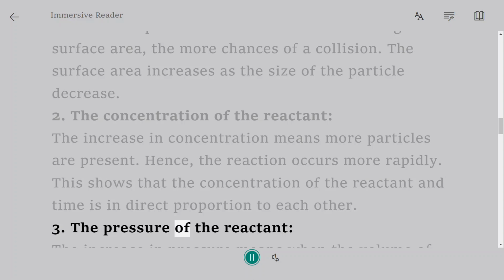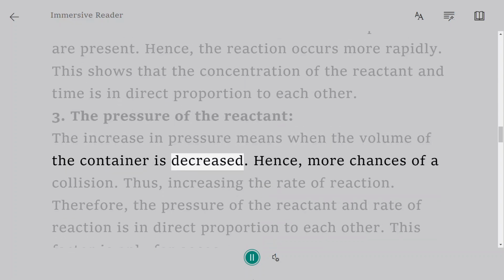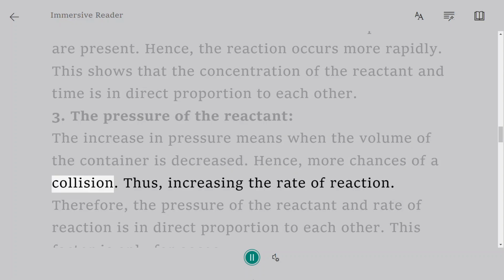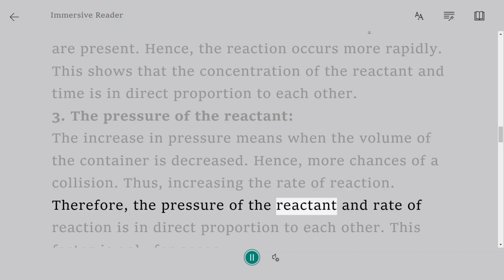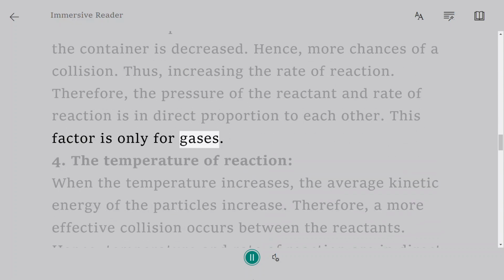3. The pressure of the reactant. The increase in pressure means when the volume of the container is decreased. Hence, more chances of a collision. Thus, increasing the rate of reaction. Therefore, the pressure of the reactant and rate of reaction is in direct proportion to each other. This factor is only for gases.